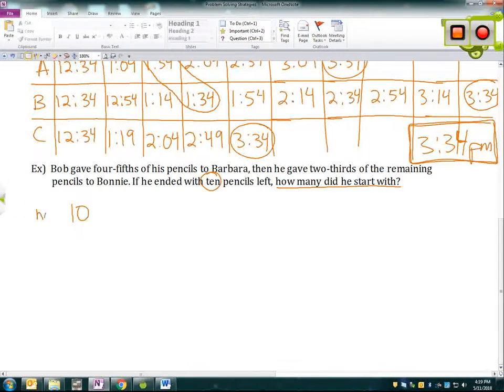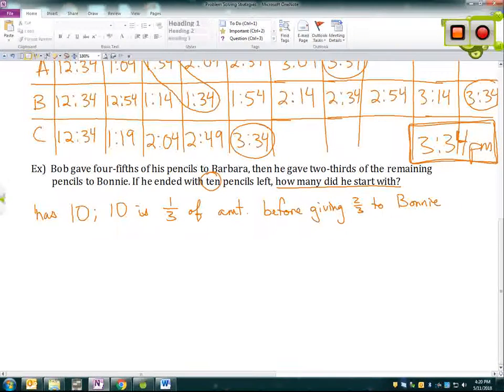And we also know that he gave 2/3 of his pencils away. That's the second gift, the one to Bonnie. He gave 2/3 of his pencils, which means that the 10 is 1/3 of the amount that he had after his gift to Barbara. So 10 is 1/3 of the amount before giving 2/3 to Bonnie, or we could say after Barbara, either way.